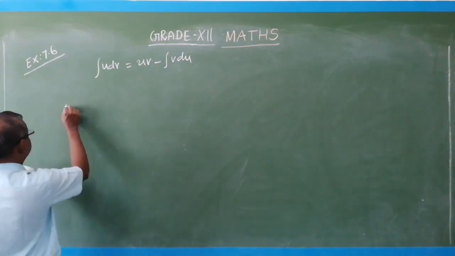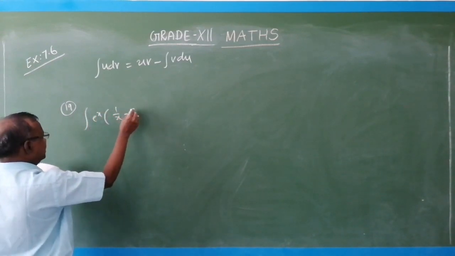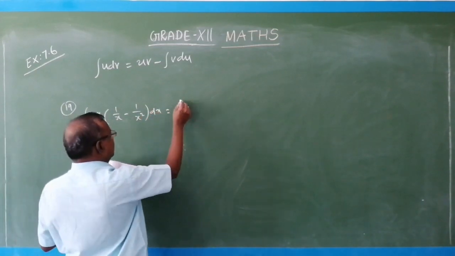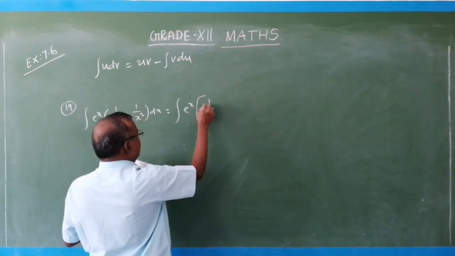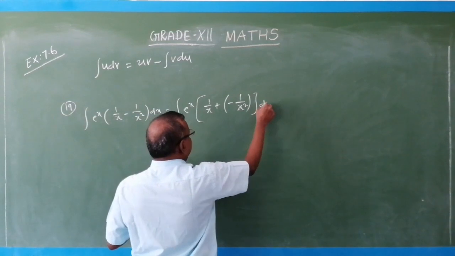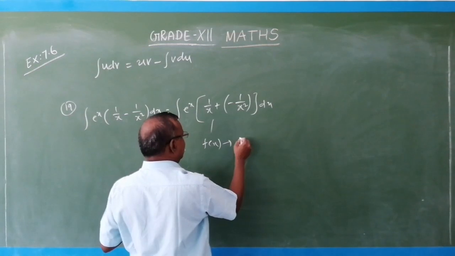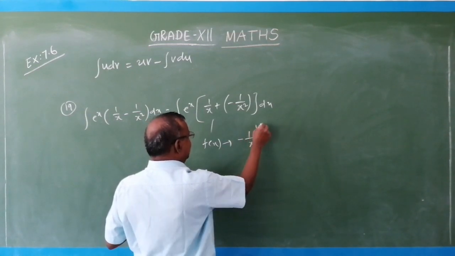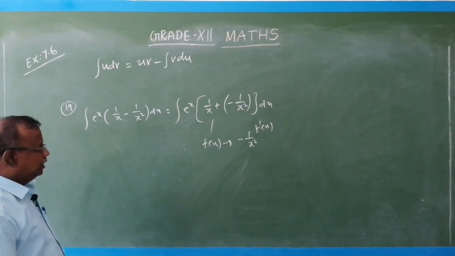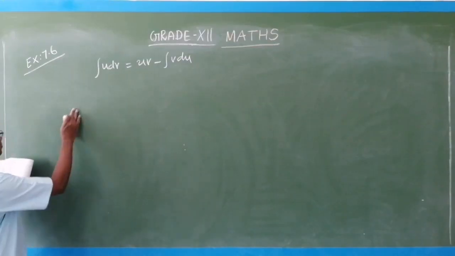Question number 19. We have e power x into (1 by x minus 1 by x square) into dx, which is equal to integral e power x into 1 by x plus of minus 1 by x square into dx. So this is f of x, and differentiating, minus 1 by x square is the f dash of x. So this is e power x into f of x into dx, that is e power x by x plus c.